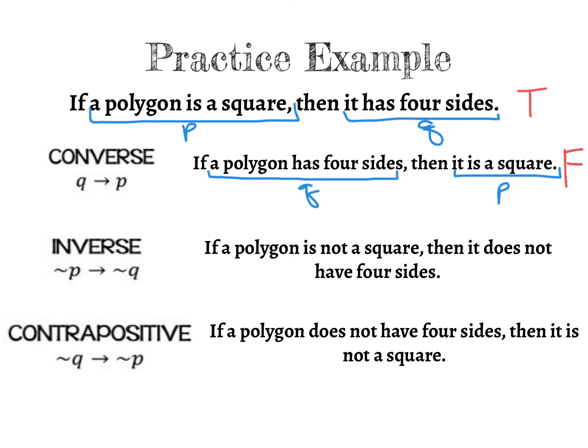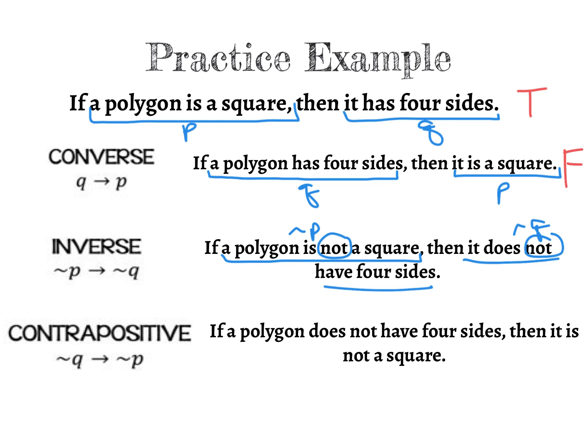The next example, we have the inverse. So we keep P and Q the same. This is P, but notice that the not makes it not P. And then the last part is also Q, but the not makes it not Q. We keep P and Q in the same order. We're just negating both statements.